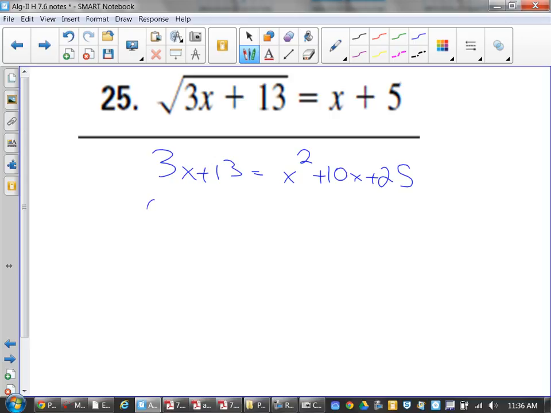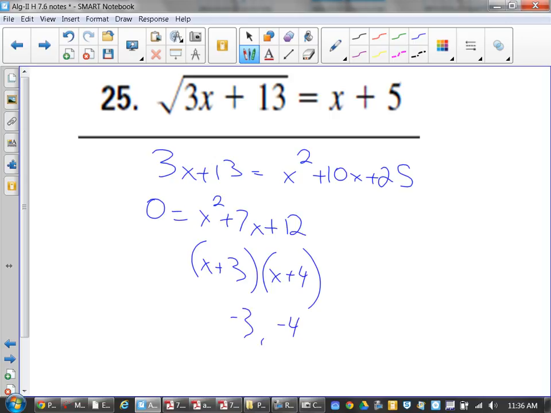X squared plus 7x plus 12 equals 0. I got 3 and 4. Negative 3 and 4? That equals 10. No, it's negative 3 and negative 4. So your zeros are negative 3 and negative 4. I was just checking to see if you were paying attention.